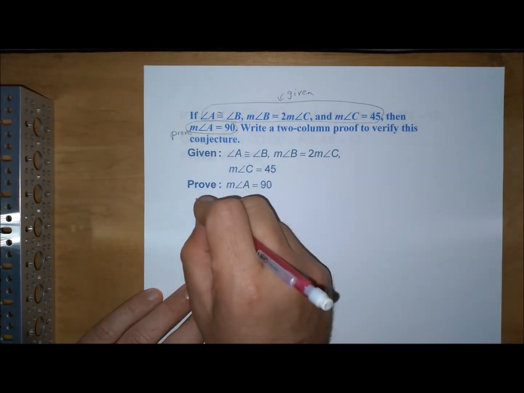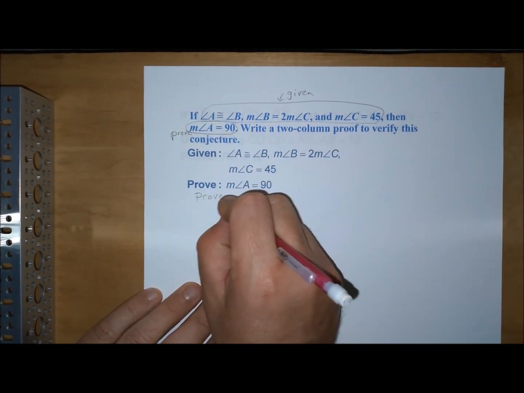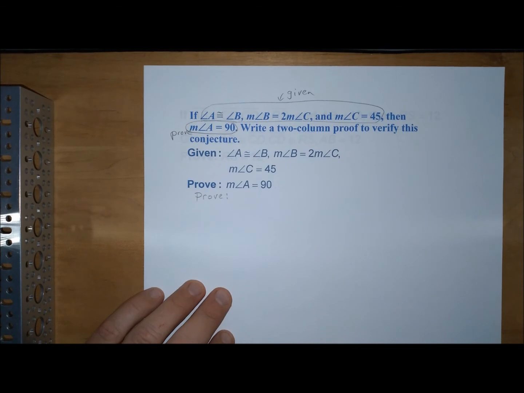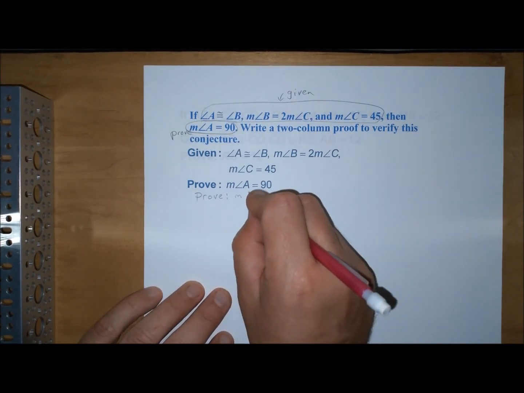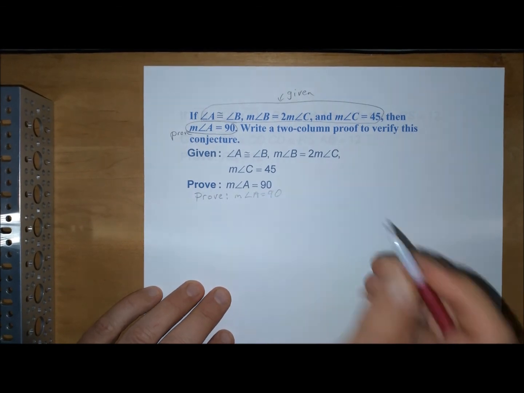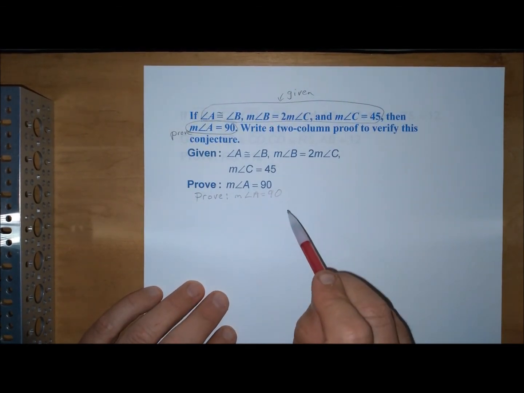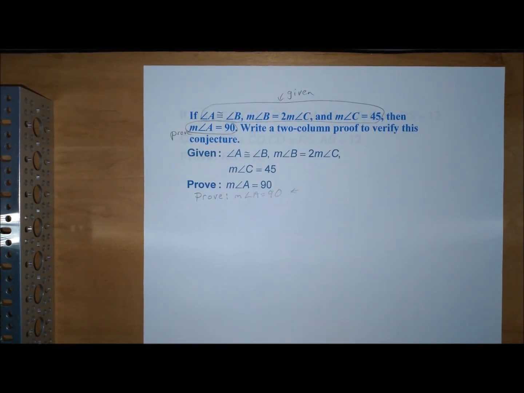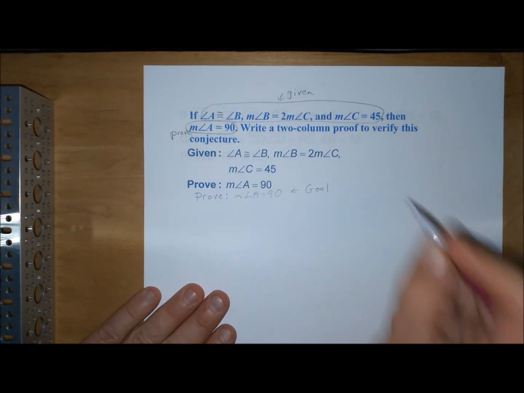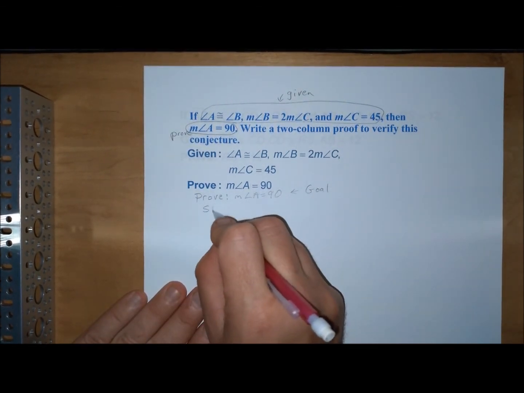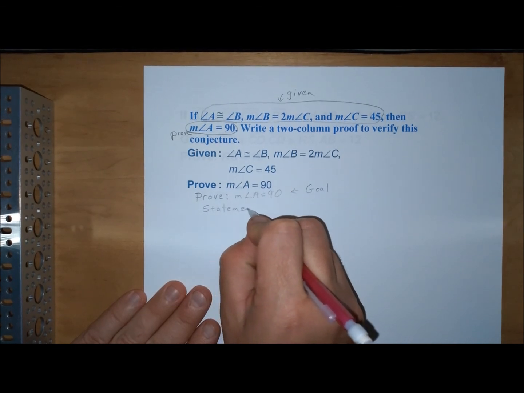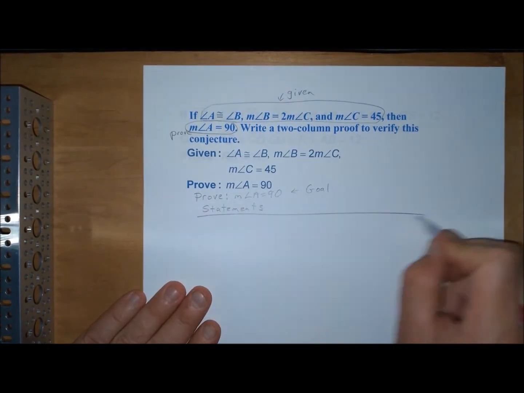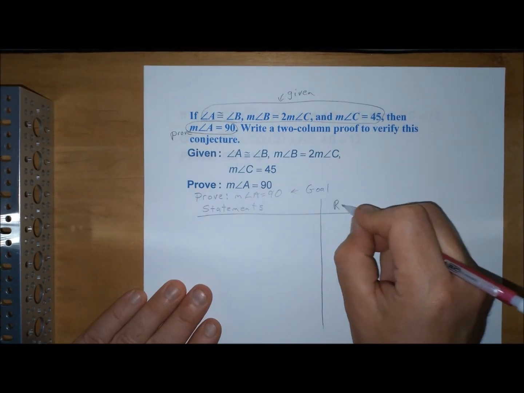If you're not given this, you're going to want to make sure that you always write right at the top, the very first thing you write, what are you being asked to prove? Prove that the measure of angle A equals 90, okay? Keep that at the top of your paper. Again, that is your compass, your GPS, keeping you focused on your destination. What is your goal here, okay? So we're going to arrive at our goal through a series of statements and reasons, okay?